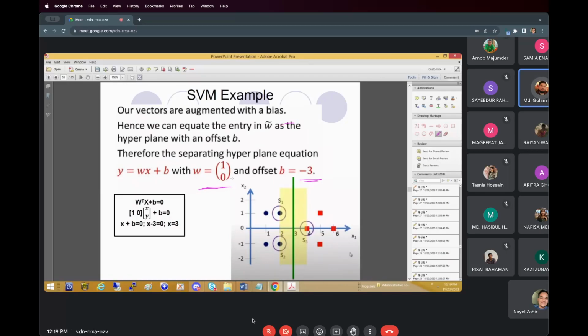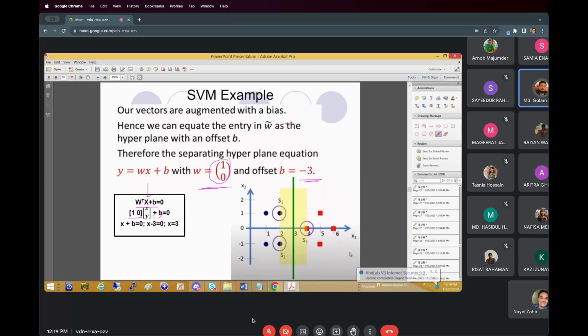Now we need to find the equation of the hyperplane. Here it is W transpose X plus B equals 0, and W is 1, 0. If we transpose it, we get 1 and 0. As we have two-dimensional data, again we will get the hyperplane as a line, with X and Y and B. If we put the value of B as -3, we can say 1 times X is X, and 0 times Y, so Y will be 0.